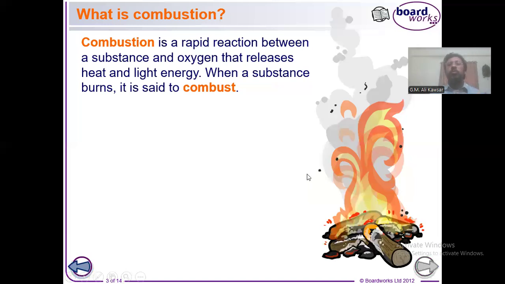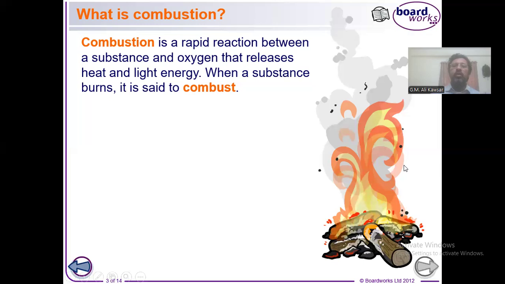Well, let me explain first. That means let me define the combustion reaction. Combustion is a type of reaction where any substance reacts with oxygen. And here the substance which is burned is called the combust. When a substance burns, it is said to combust. Well, I hope you understood.